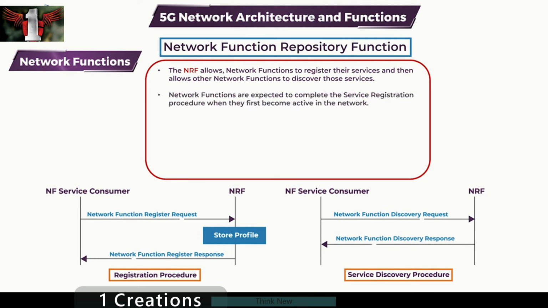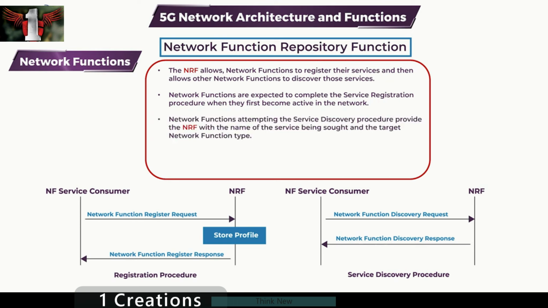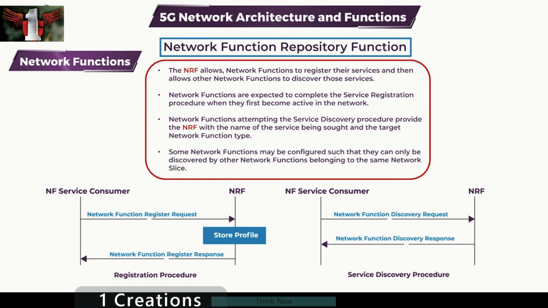Network functions are expected to complete the service registration procedure when they first become active in the network. Network functions provide a list of their services in addition to their network function type and contact details, that is, an IP address or fully qualified domain name. Network functions attempting the service discovery procedure provide the NRF with the name of the service being sought and the target network function type. The NRF is responsible for authorizing requests. Some network functions may be configured such that they can only be discovered by other network functions belonging to the same network slice. Here I conclude.